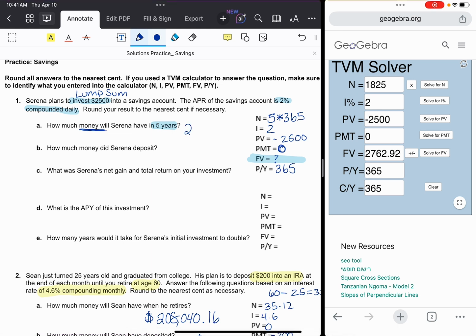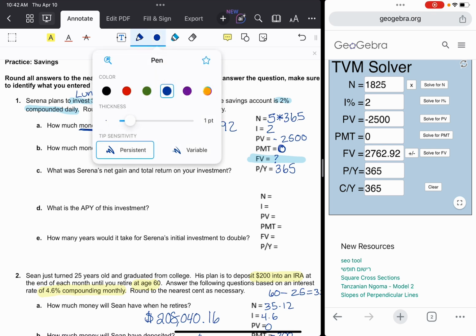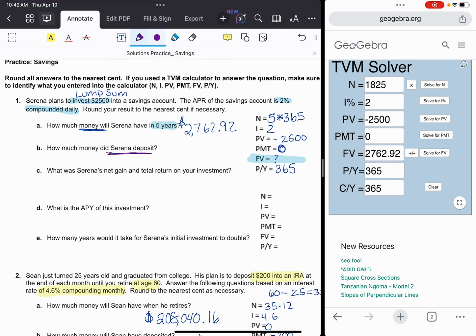So we have $2,762.92 is the amount of money she will have in 5 years. Now, how much money did she deposit? Well, since this is a lump sum account, she simply deposits her PV value. So in this particular problem, we are just looking for that PV number, which is 2,500. And so we can use that 2,500 to find the net gain and the total return.